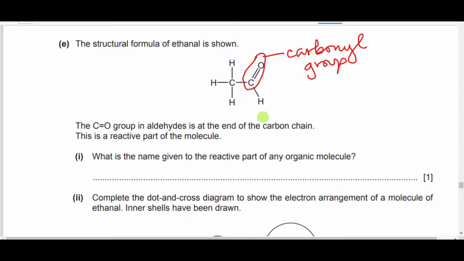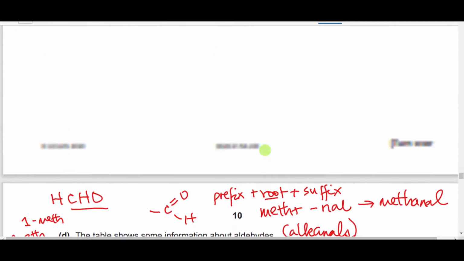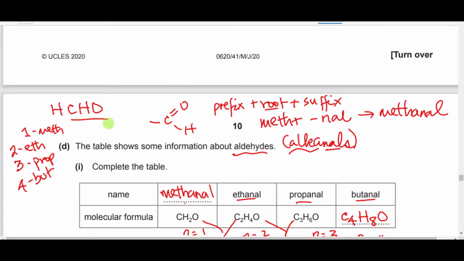This is a reactive part of the molecule. The molecule is meant to react. That is where the reaction will occur. What is the name given to the reactive part of any organic molecule, right? Remember when I was explaining something up here, when I underlined this CHO, what did I say?